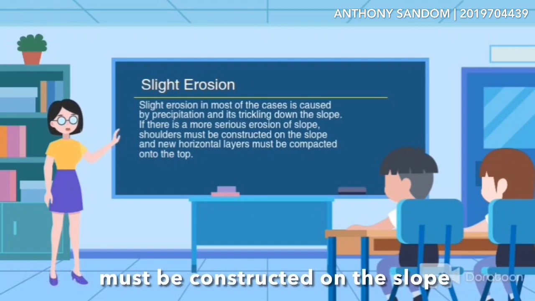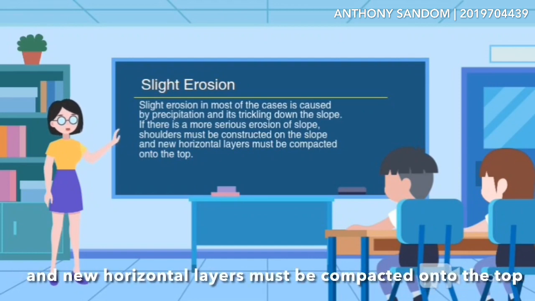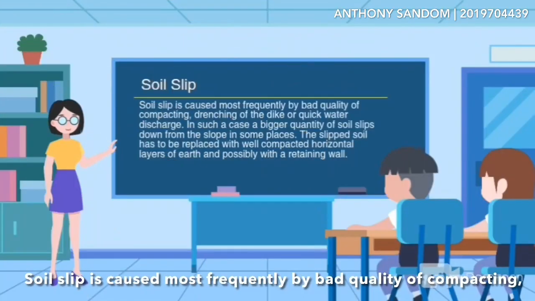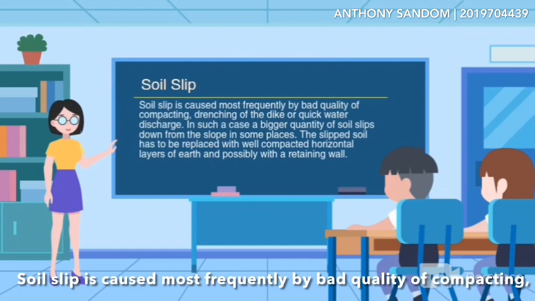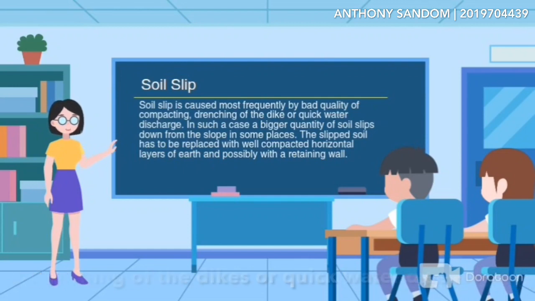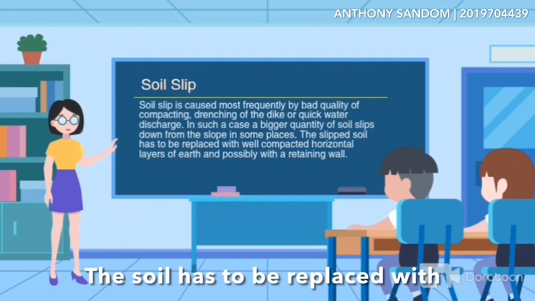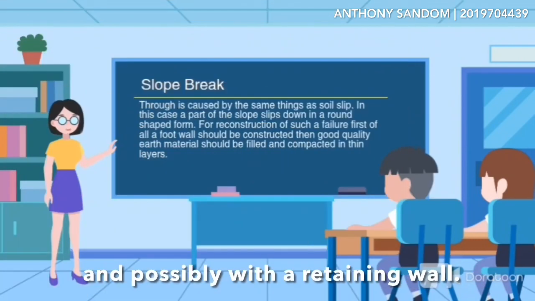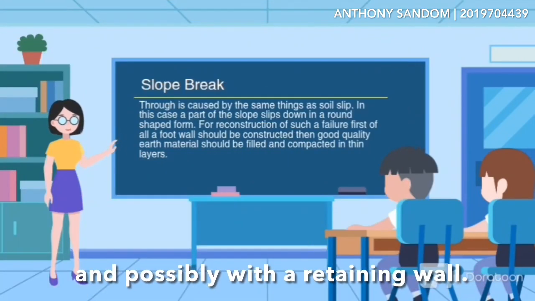Shoulders must be constructed on the slope and new horizontal layers must be compacted onto the top. Soil slip is caused frequently by bad quality of compacting, drenching of the dike, or quick water discharge. The soil has to be replaced with well compacted horizontal layers of earth and possibly with a retaining wall.